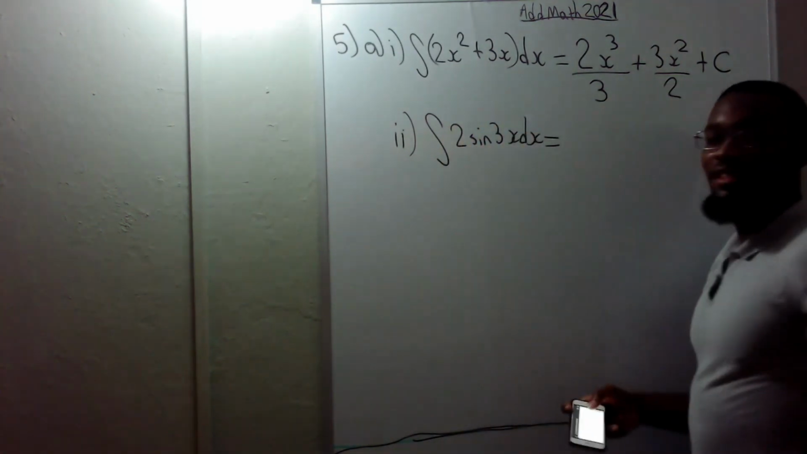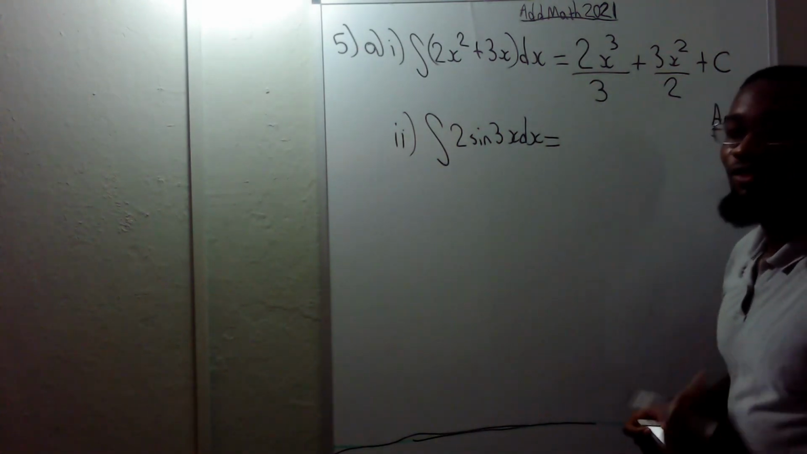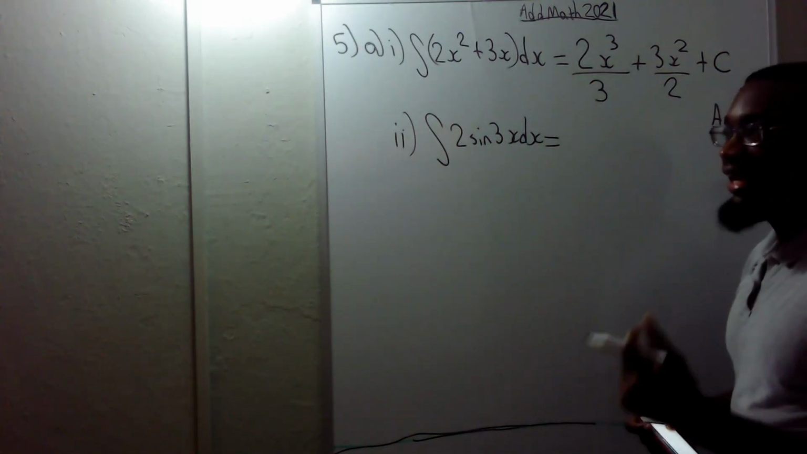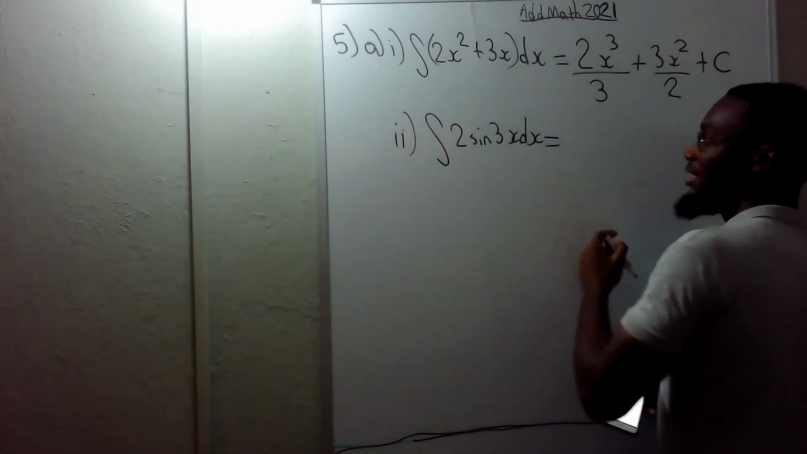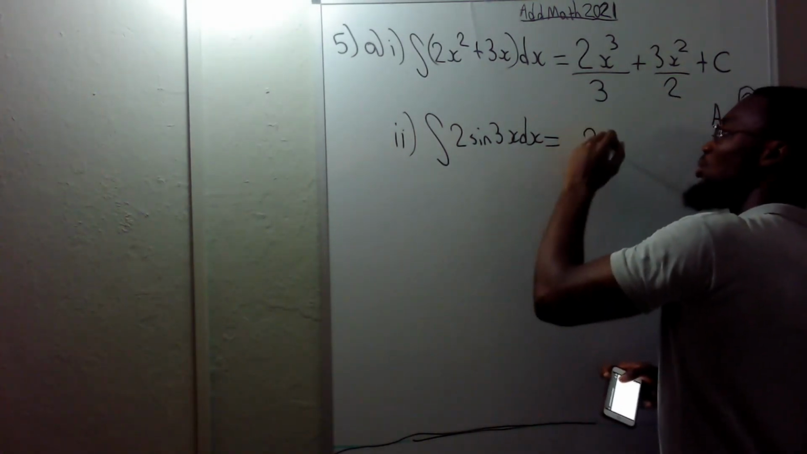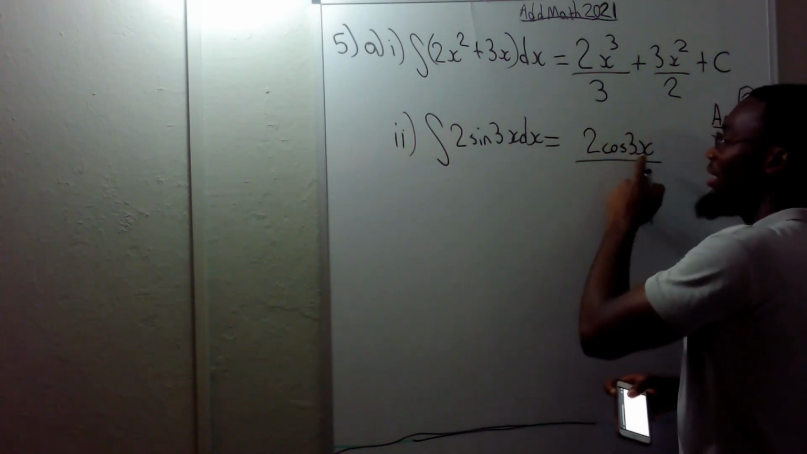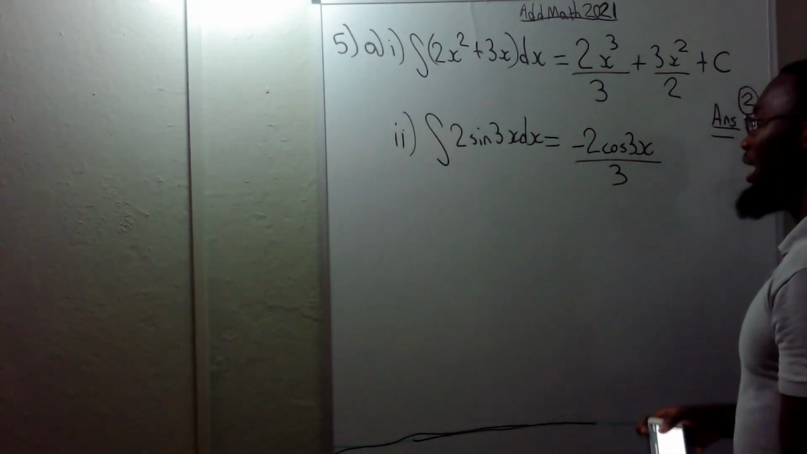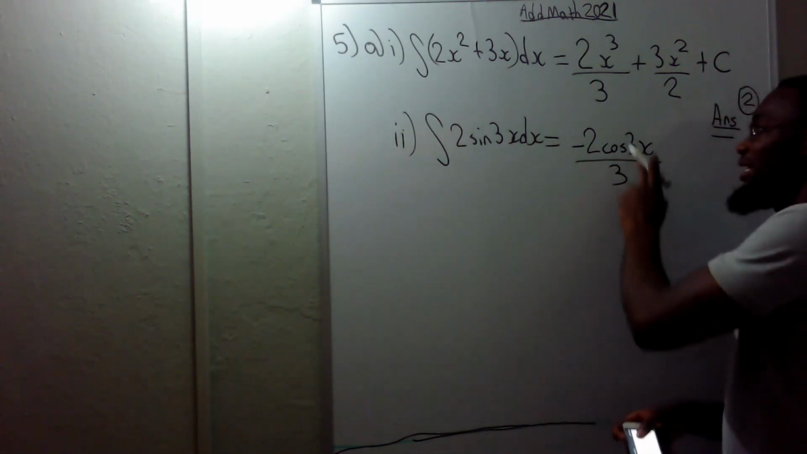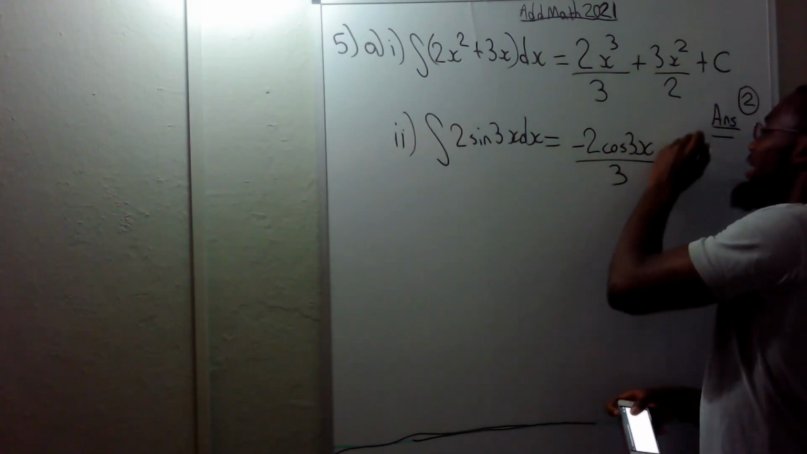So to integrate this, guys, when you differentiate cos, you get negative sine. So when you integrate sine, you get negative cos. So this becomes 2 cos 3x. But guys, you have to divide by the derivative here, which is 3. Alright? So divide that by the 3, the derivative of this, plus our constant c.